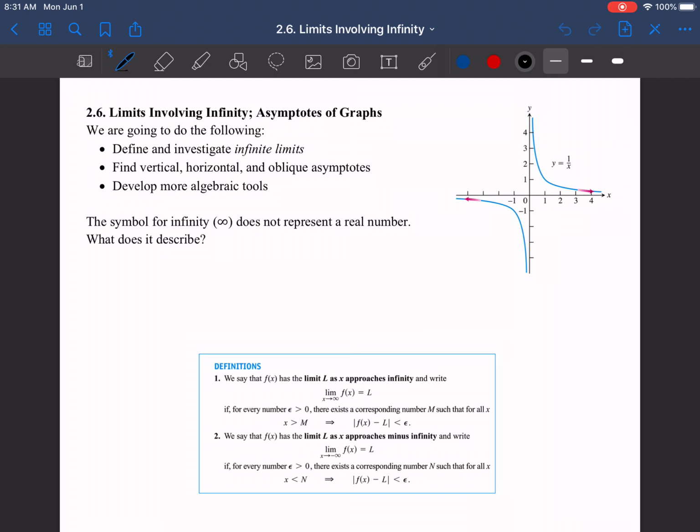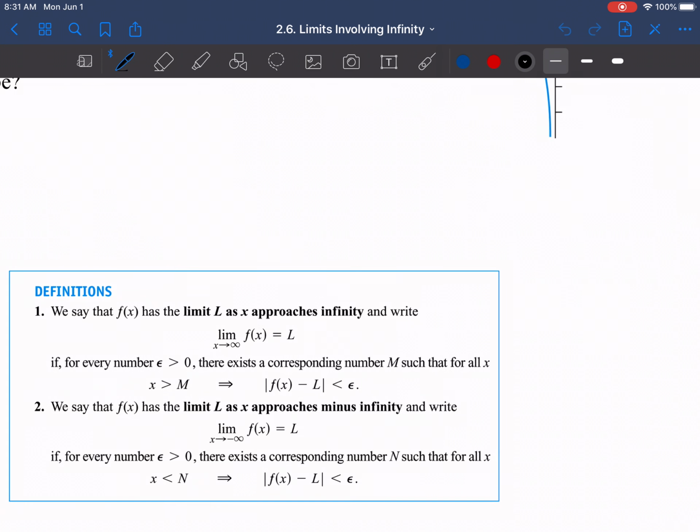So don't forget the symbol for infinity is that little sideways 8 like that, and it doesn't represent a real number. So think about what it actually does describe. It's more of an idea than it is an actual number. So we're not going to treat it like it is just an actual number. So kind of get your mind wrapping around that no matter what number you come up with, it's always bigger than that. So it isn't just an actual number.